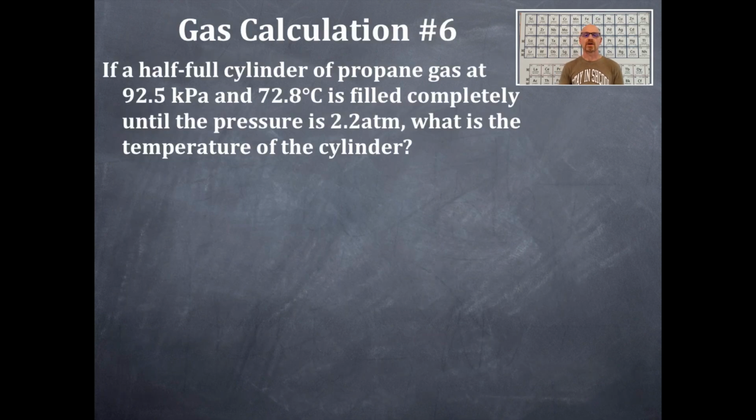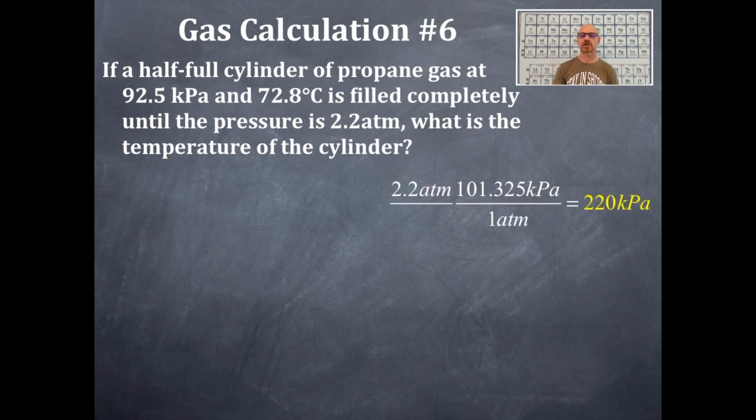Gas calculation number 6. If a half-full cylinder of propane gas at 92.5 kilopascals and 72.8 degrees Celsius is filled completely until the pressure is 2.2 atmospheres, what is the temperature of the cylinder? We need to make sure that our two pressure units, kilopascals and atmospheres, are in the same units. So we're going to make that calculation first. We're going to convert the atmospheres into kilopascals this time.